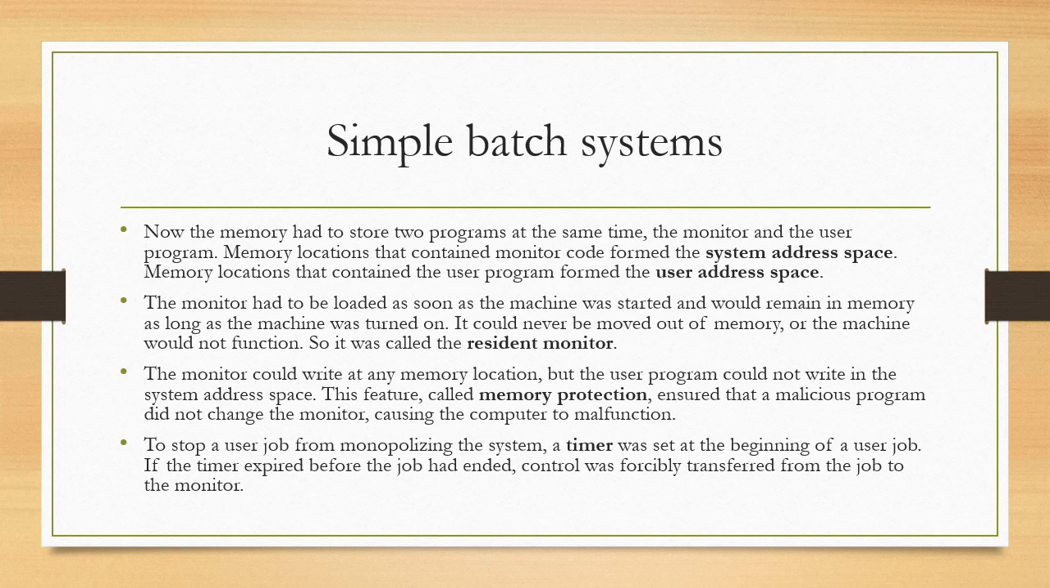The monitor could write at any memory location, but the user program could not write in the system address space or the memory locations of the monitor. This feature, called memory protection, ensured that a malicious program did not change the monitor, causing the computer to malfunction. To stop a user job from monopolizing the system, a timer was set at the beginning of a user job. If the timer expired before the job had ended, control was forcibly transferred from the job to the monitor.